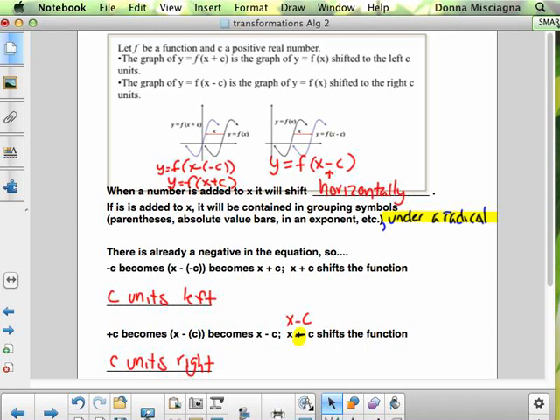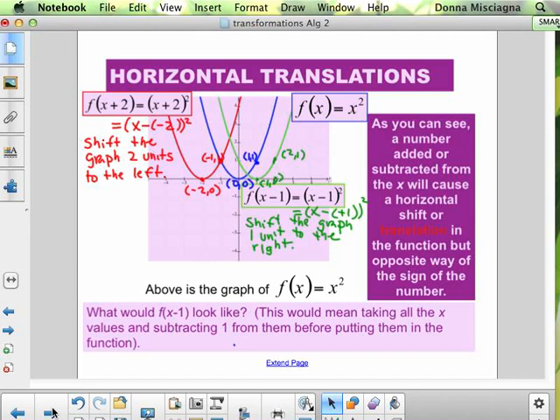I think in your notes I accidentally typed plus a negative. It's technically the same thing, but I meant to just put x minus c. So x plus is c units to the left, x minus is c units to the right. So the blue graph here is y equals x squared. And the red graph is f of x plus 2, or x plus 2 squared.